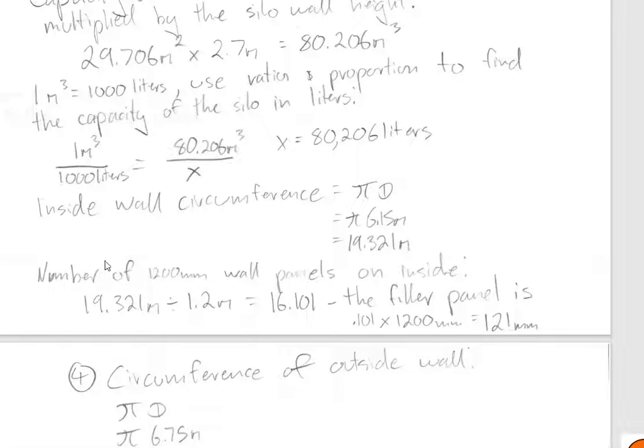And I've done that here for you. Number of 1200 mil wall panels on inside: 16.101. So the number of full panels, which is what's the question, will be 16. And then the next question up above is, what is the size of the filler panel? And that would just be the portion left over multiplied by the number of millimeters, or the size of each panel. And that tells us that that last panel is 121 millimeters.